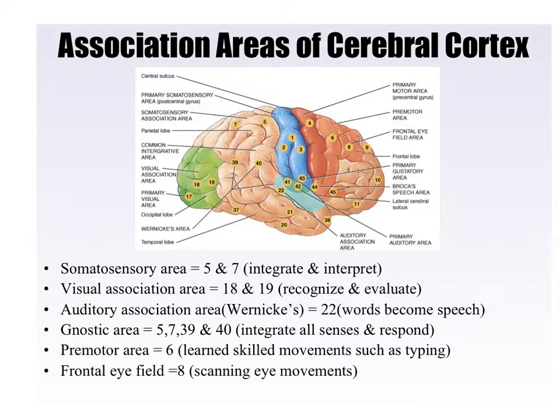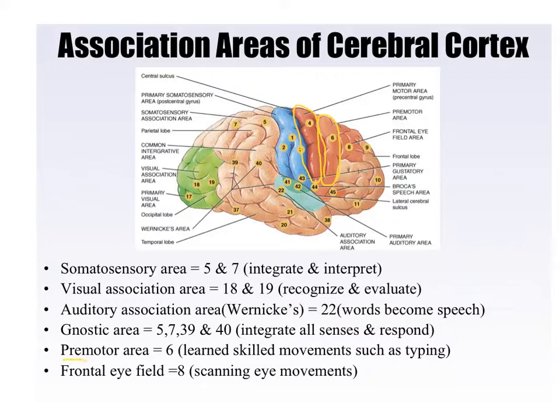And here's some association areas of the cerebral cortex. So these are like areas that kind of help. So remember, this is the primary motor cortex right here. Well, there's also an area just anterior to that called the premotor cortex. So these are association areas which are kind of helpers for the primary areas of the brain.